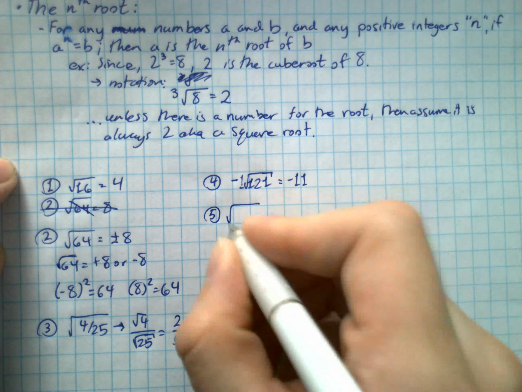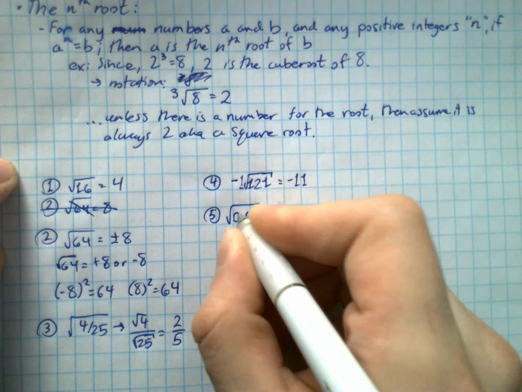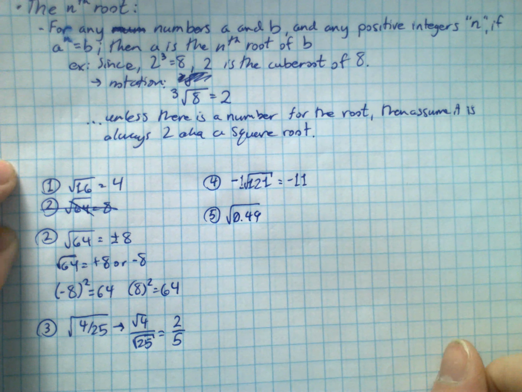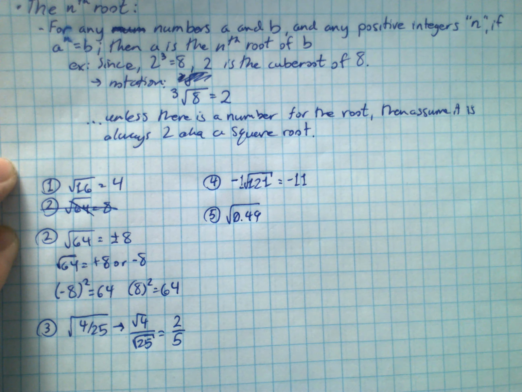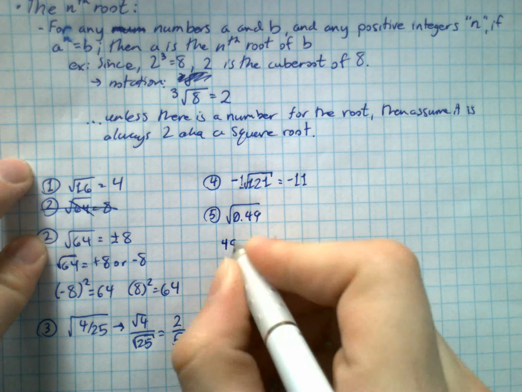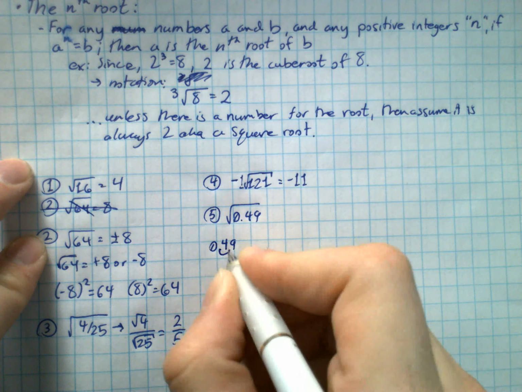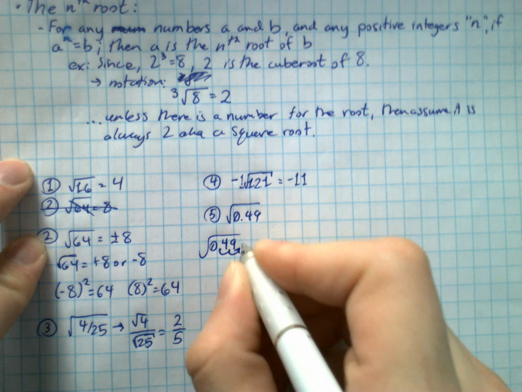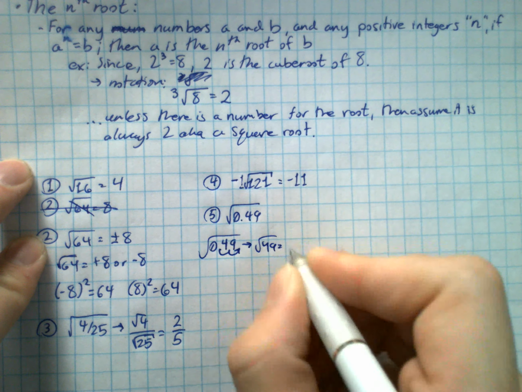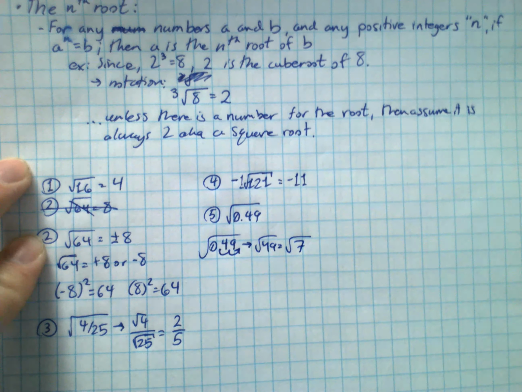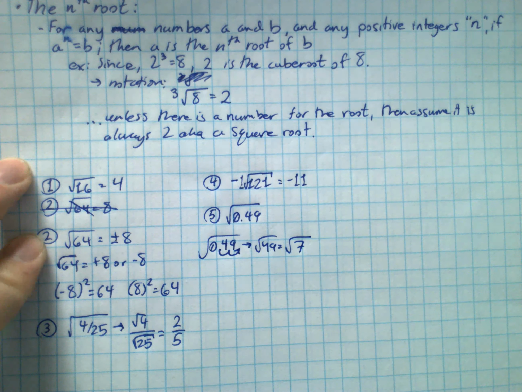What if I had the square root of 0.49? Oh my God, the calamity. Don't panic. First of all, you can undo decimal points temporarily. What do I mean by that? I can take 0.49 and move it over 2, so that now I'm taking the square root of 49. Well, I know what that is. That's the square root of 7. But that isn't my final answer. I need to move the decimal point back over.